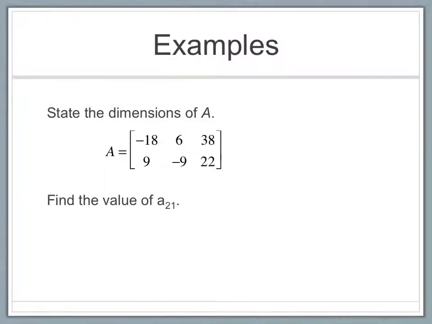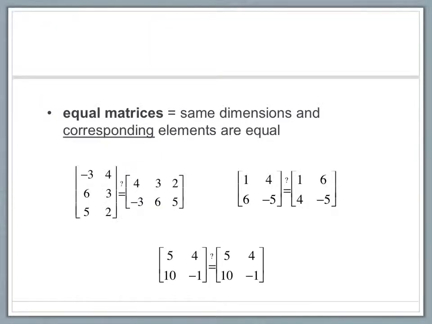Okay, moving on. Equal matrices have the same dimensions and all of their corresponding elements are equal. So we have 3 examples below, and we're going to talk about which ones are considered equal matrices and which ones are not. So first one, this first example right here. Dimensions of the first matrix are 3 by 2, 3 rows, 2 columns. Second matrix is 2 by 3. These are not equal. They do not have the same dimensions.